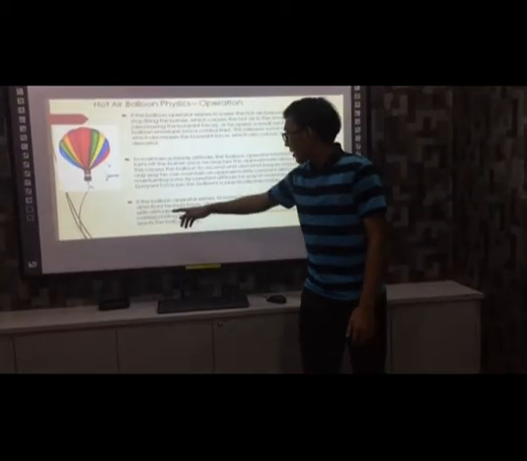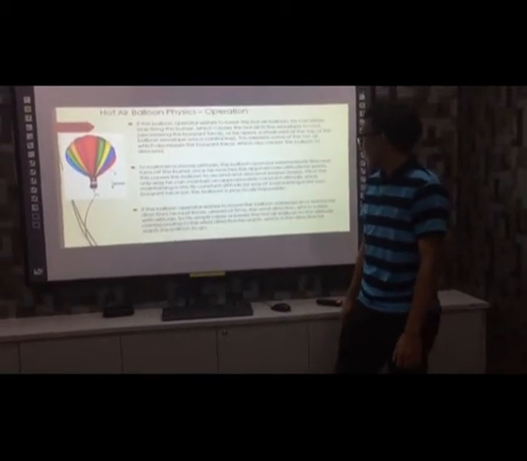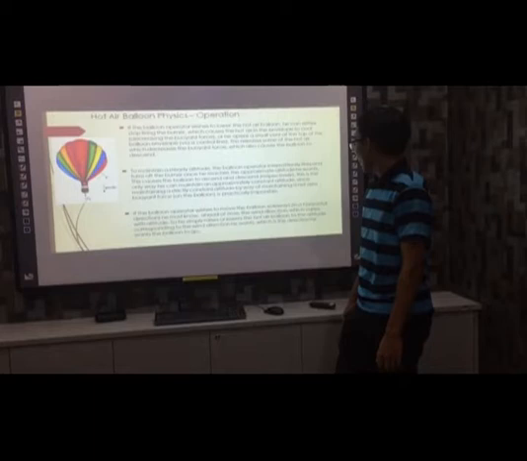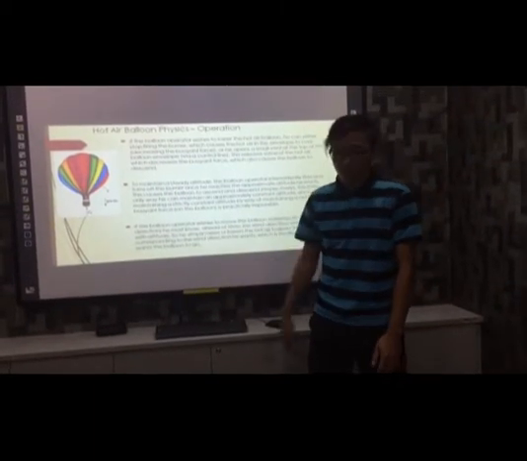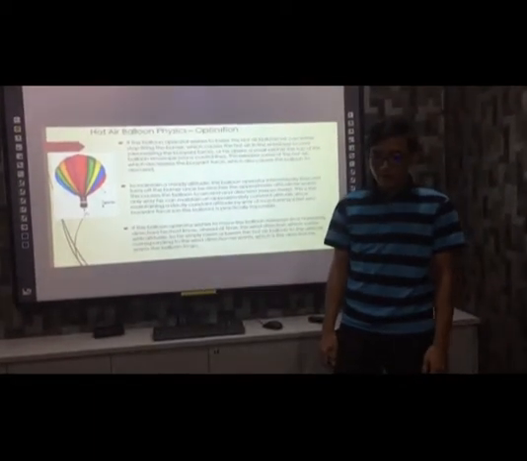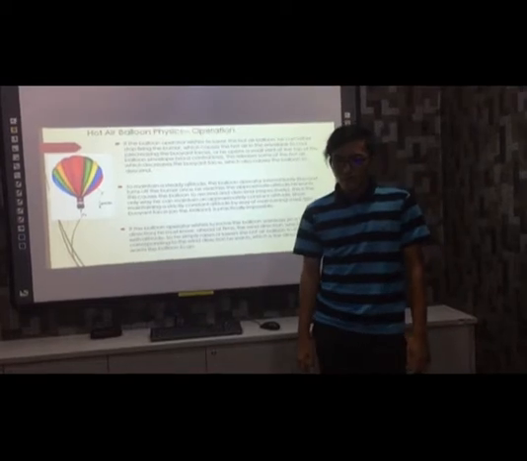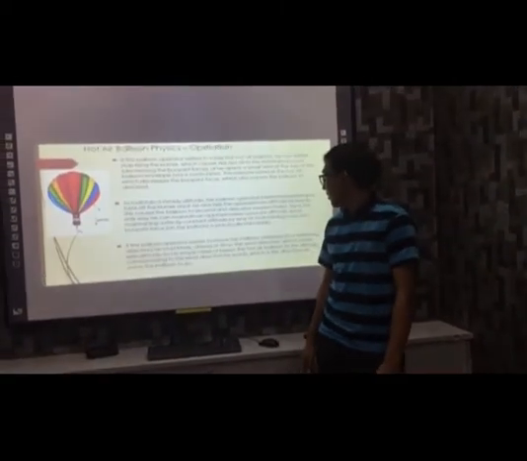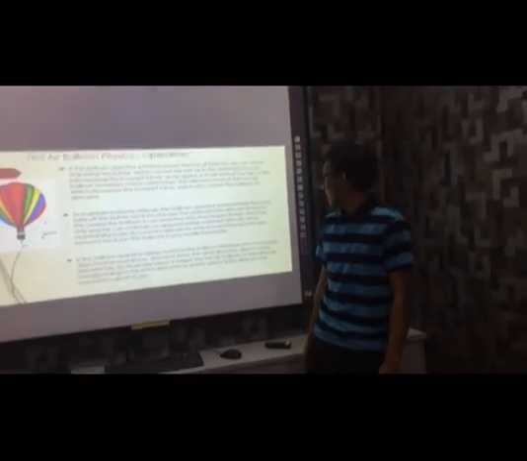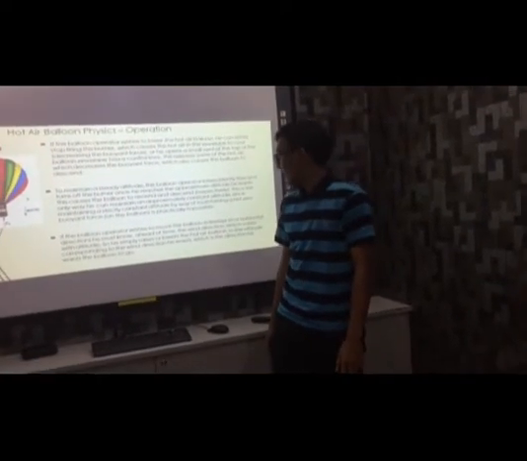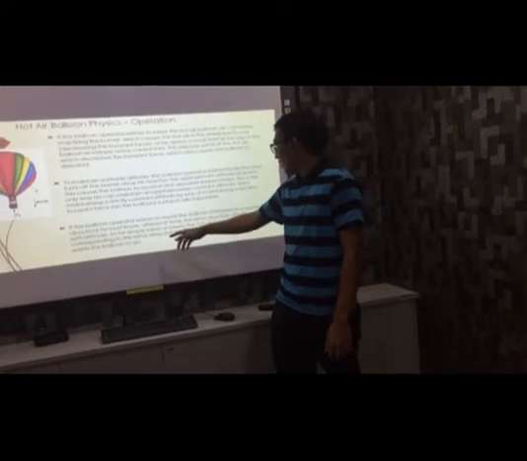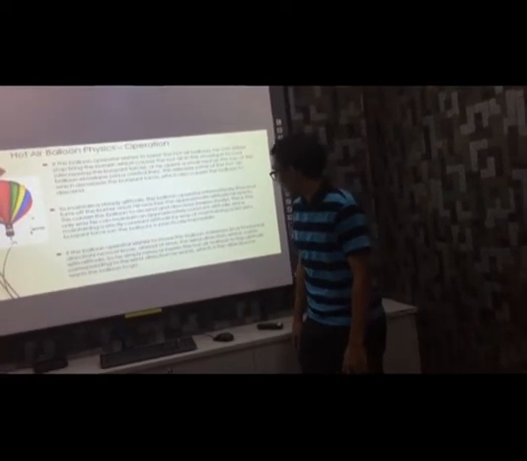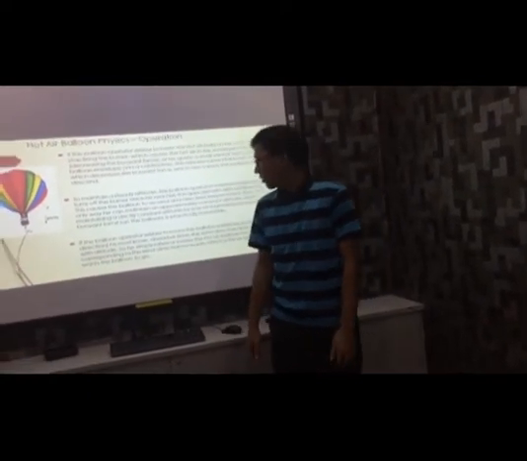Okay, and lastly, if the balloon operator wishes to move the balloon sideways in a horizontal direction, he must know ahead of time the wind direction, which varies with altitude. So he simply raises or lowers the hot air balloon to the altitude corresponding to the wind direction he wants, which is the direction he wants the balloon to go.